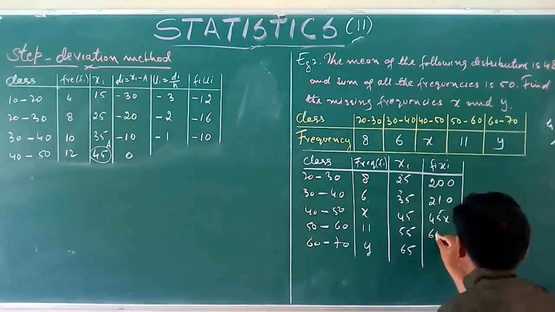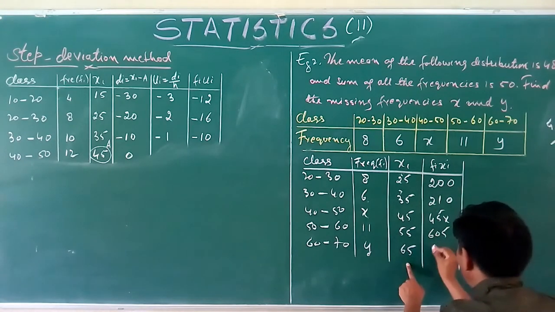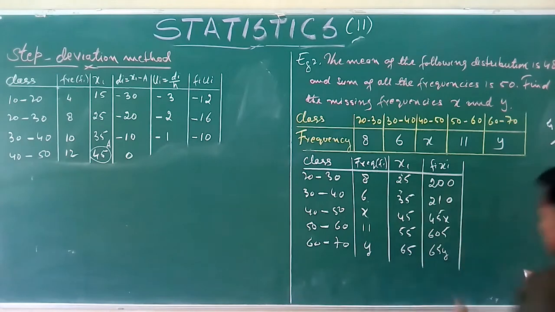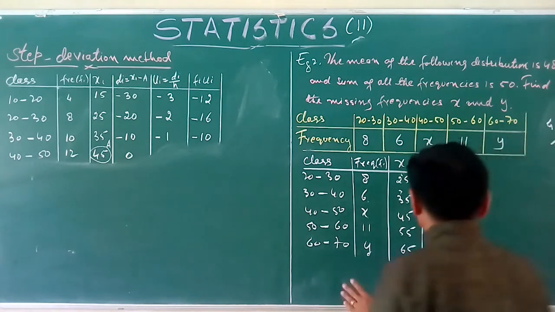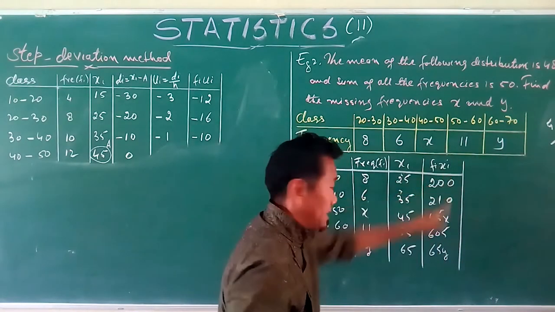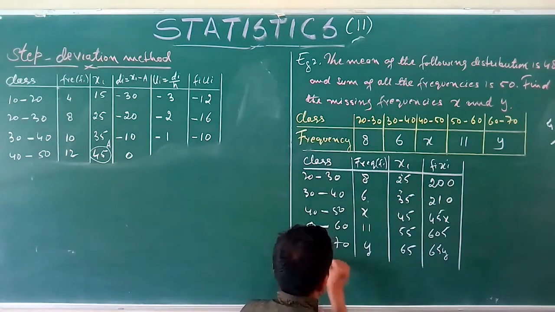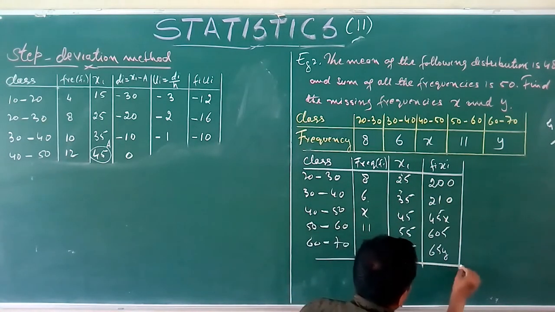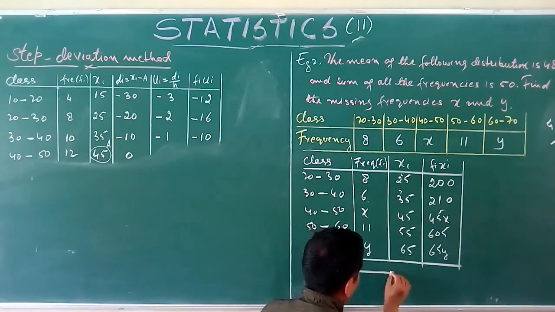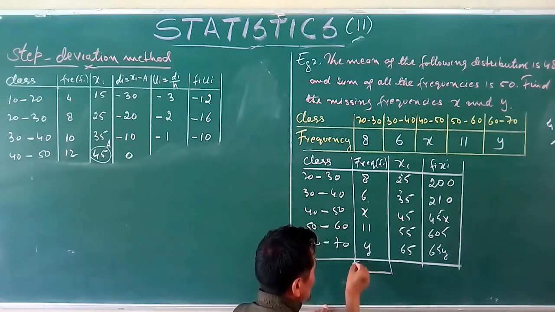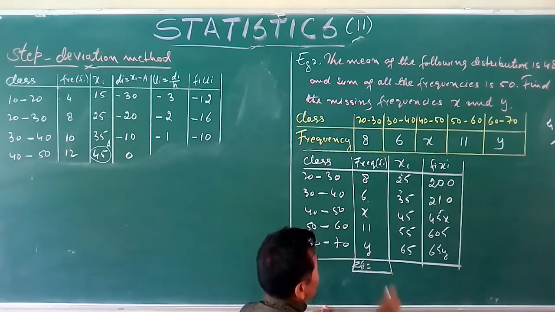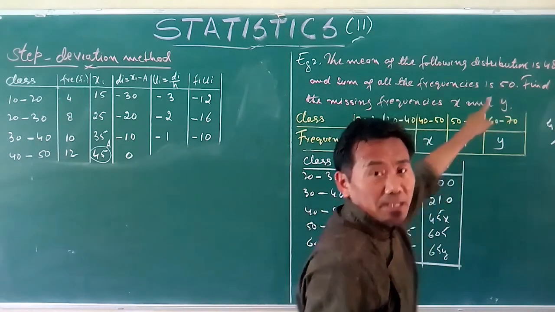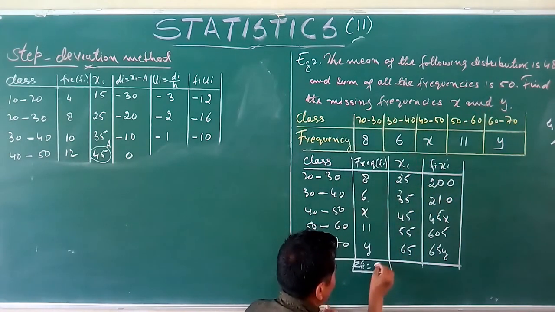So 605, the multiply 65y. Here we need to find the summation of fixi. Now, if you are going to do the summations here, we need the summation of fi. And the summation of fi is given, that is 50. So we'll write here 50.